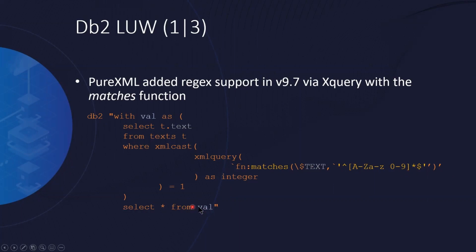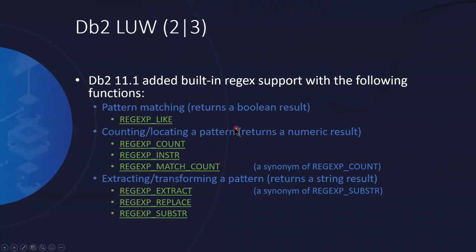And here it's selecting from the result of this in the common table. So that's how it was implemented in DB2 LUW version 9. In version 11, IBM added built-in regular expression support with the following functions: pattern matching, counting or locating a pattern, which returns a numeric result, and extracting or transforming a pattern, which returns a string. So this returns Boolean, true or false. This returns a number, and this actually returns a string.